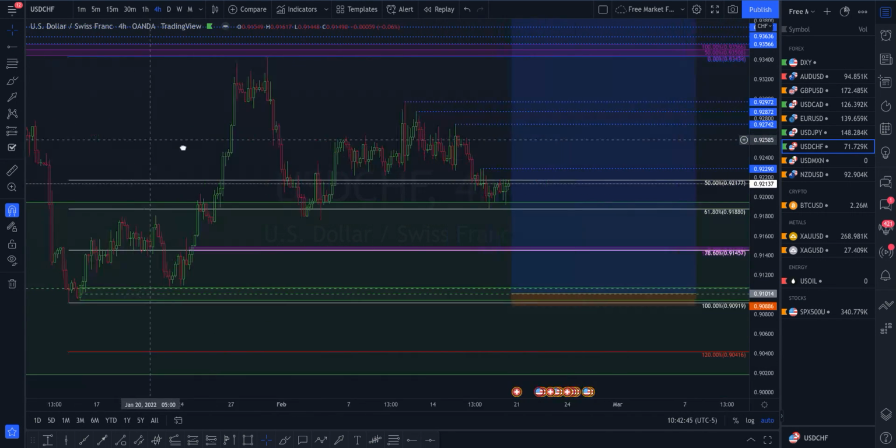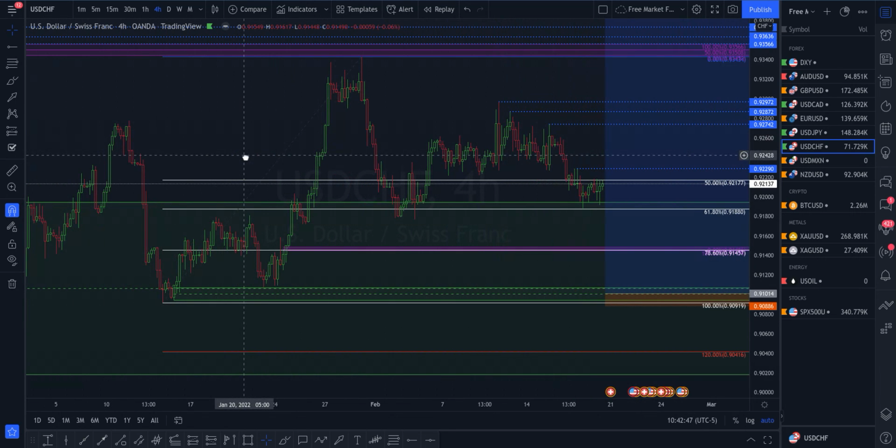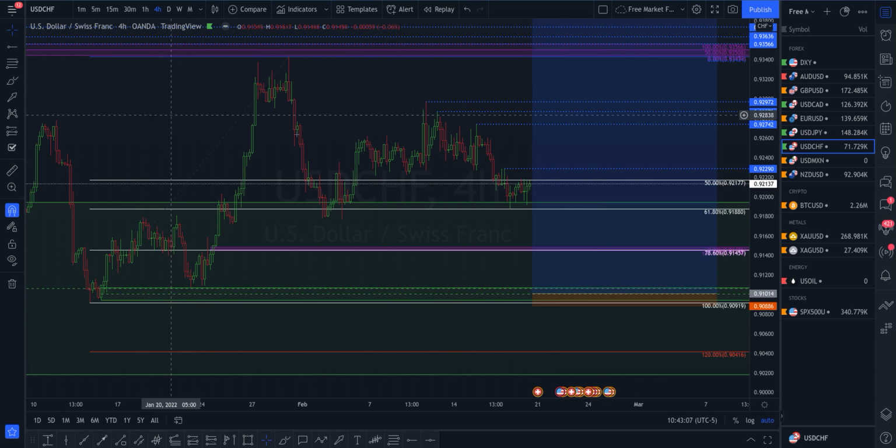And this is, of course, if the short-term institutional bias is correct. I think I'm going to go ahead and release a video on exactly how it is that I find the short-term institutional bias. So USD Swiss.